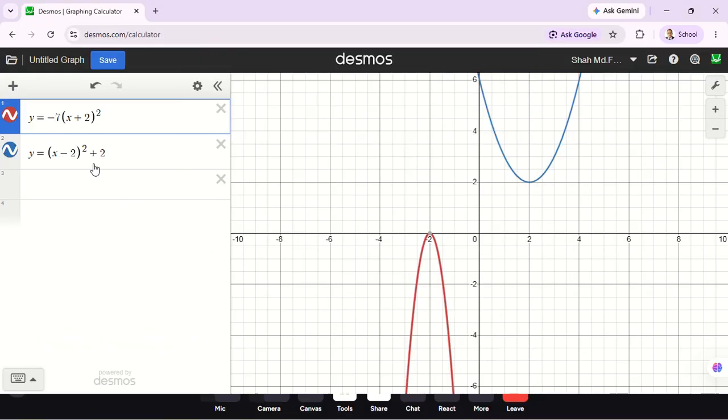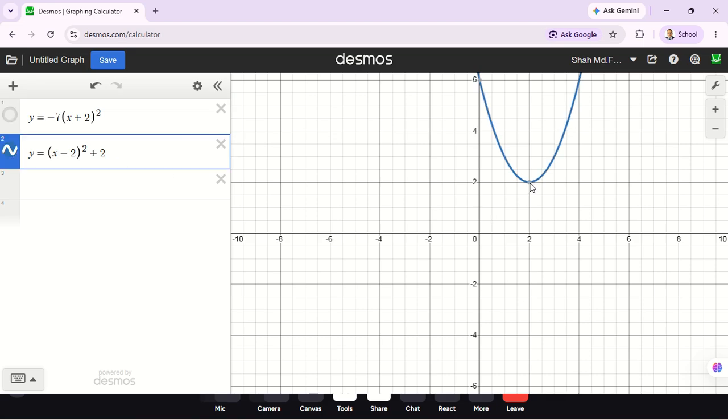Okay, here is the second one. Here we have y equals x minus 2 whole power 2 plus 2. That means, look at the point here. This one is the vertex point, right?